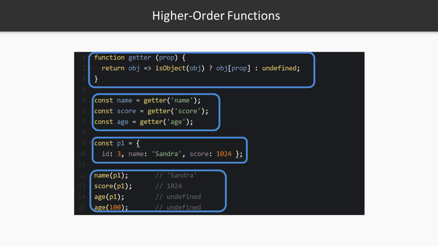If we were hard coding separate implementations of getters for name, score, and age separately, then we would have a lot more code duplication, a lot more to read and understand. Here's an object we can use to read properties from, and we're calling the name getter with p1 and getting back the string Sandra. The score getter returns 1024, and the age getter returns undefined in the second case.